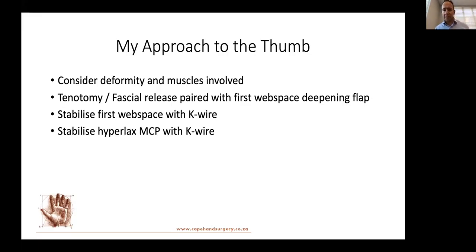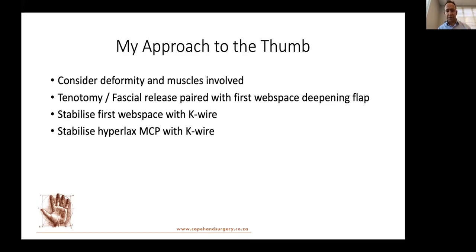So my approach to the thumb, basically, and I just want to compress this topic, specifically for you sitting in front of this patient with multiple deformities, elbow, forearm, wrist, and then the thumb. The thumb is very important because that really prevents them from having any hand function. So obviously consider what's driving the deformity.